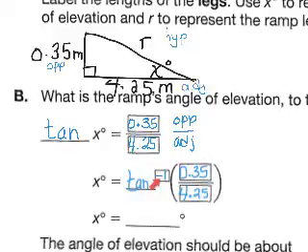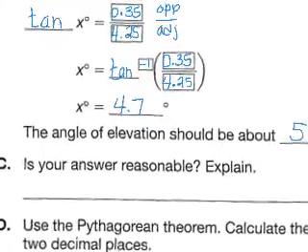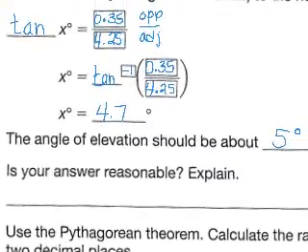So now you're going to get an answer of 4.7 degrees. But we want to round it to the nearest degree. So 4.7 degrees is about 5 degrees. So now we've solved what X is. So this is 5 degrees right there. So now, is your answer reasonable? By all means, it's reasonable. Yes.